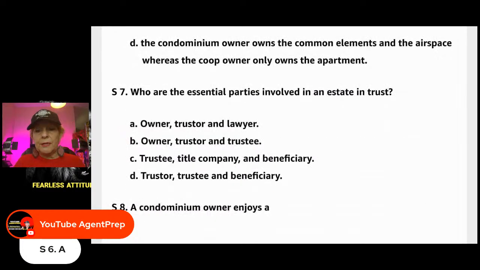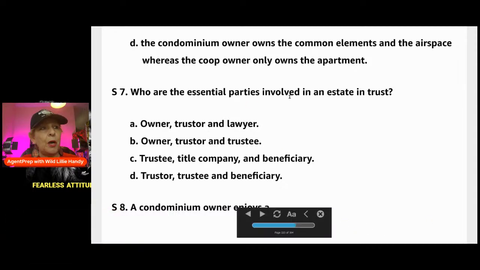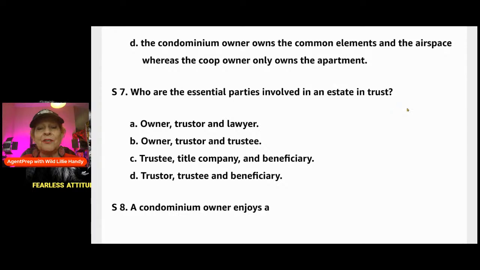All right, number 7. Moving right along. Who are the essential parties involved in an estate in trust? Keyword, trust. Essential parties. A, owner, trustor, and lawyer. B, owner, trustor, and trustee. C, trustee, title company, and beneficiary. Or D, trustor, trustee, and beneficiary.